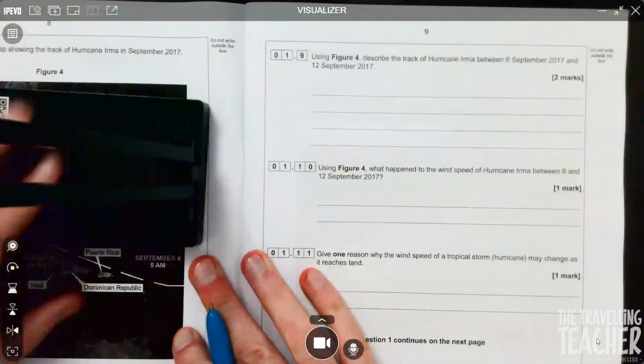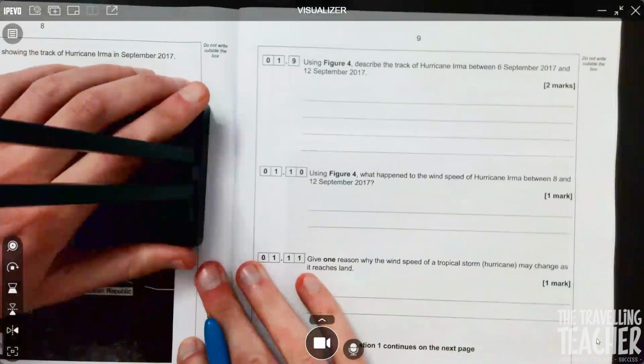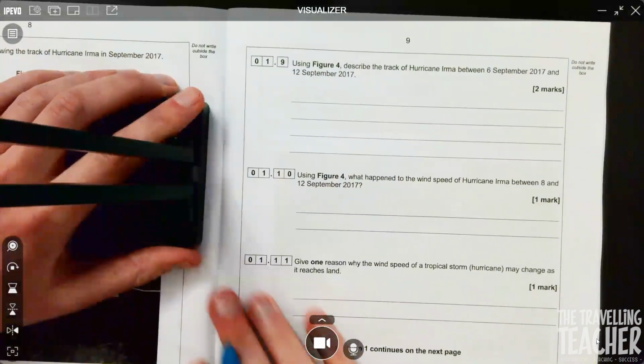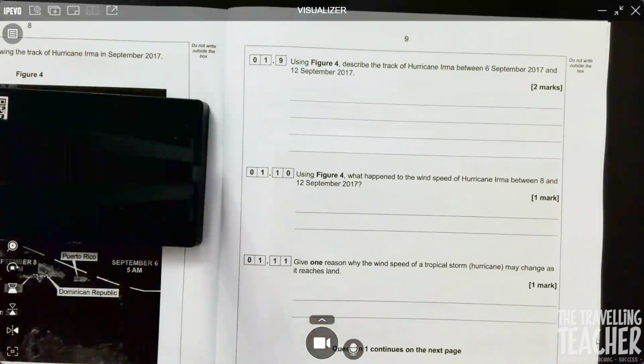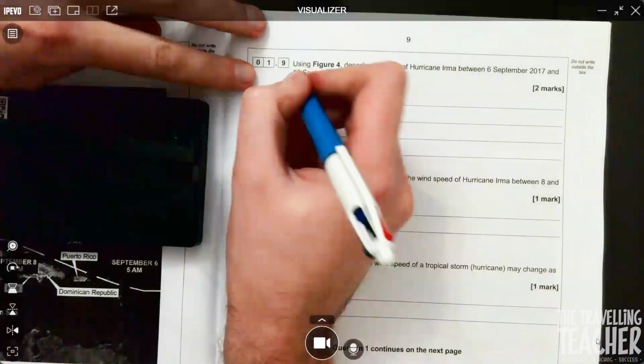So obviously we need to use figure 4 for these questions. So take the time to get yourself familiar with that particular figure. And we're going to go straight into question 1.9. So using figure 4, describe the track of Hurricane Irma between 6th of September and 12th of September. Here we go. So we've got to use data from the image. That's really important. Right, let's go for it.